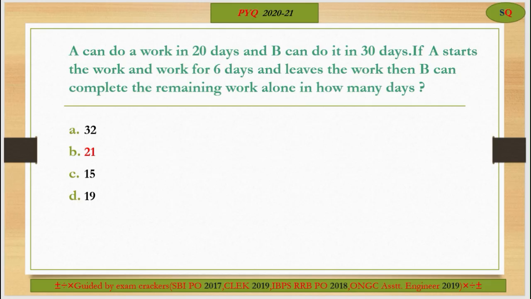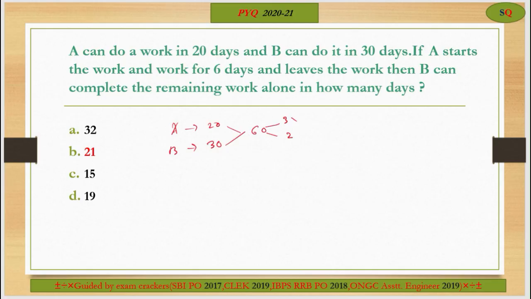A can do a work in 20 days and B can do it in 30 days. If A starts the work and works for 6 days and leaves the work, then B can complete the remaining work alone in how many days? Here A can do in 20 days, B can do in 30 days. Find LCM. So LCM is 60. Now A can do in 1 day how many units? 3 units of work, and B can do in 1 day how many units? 2. Now A starts work and works for 6 days.